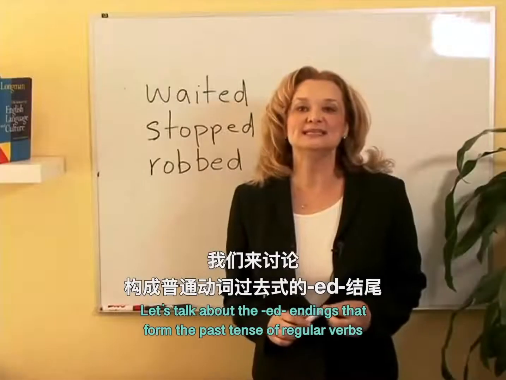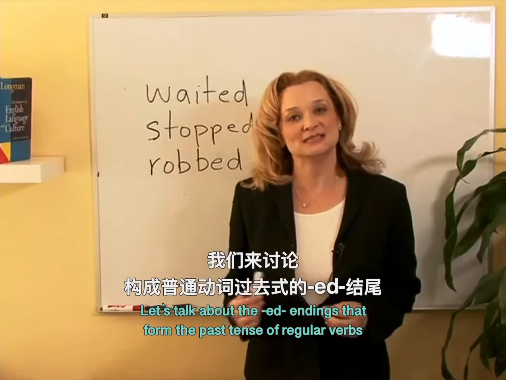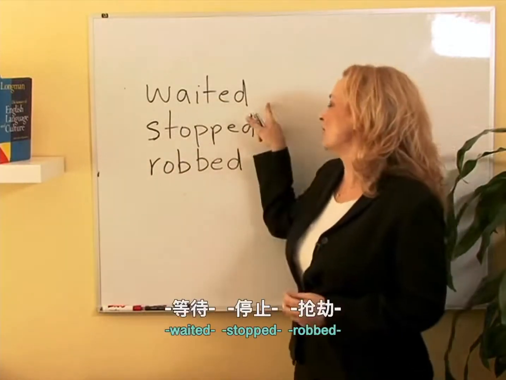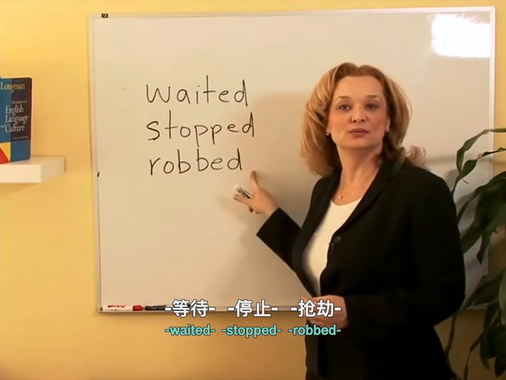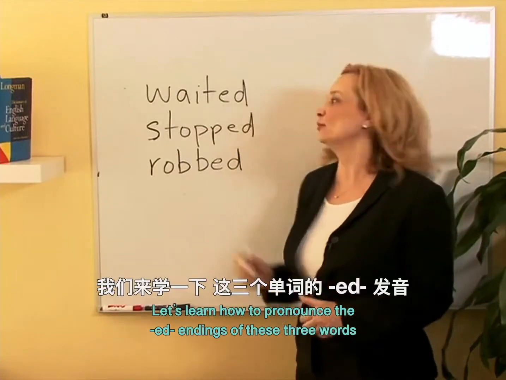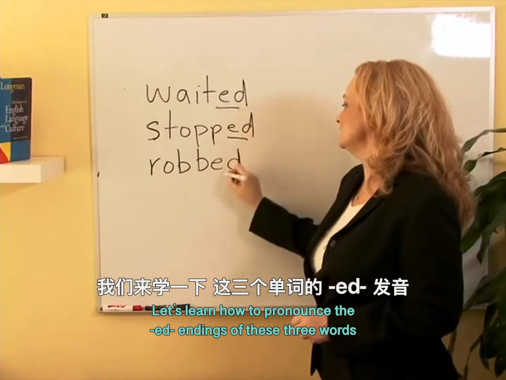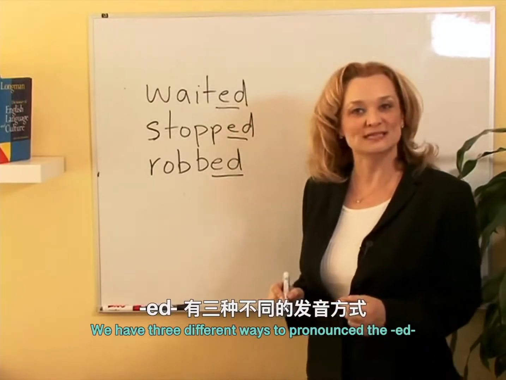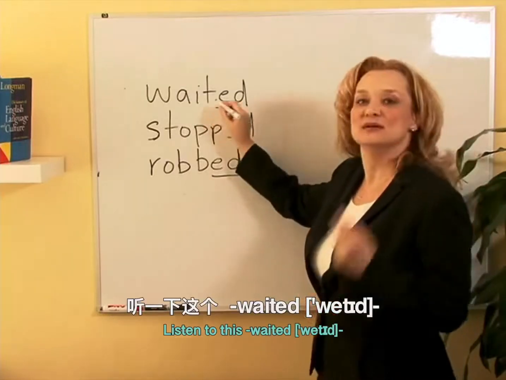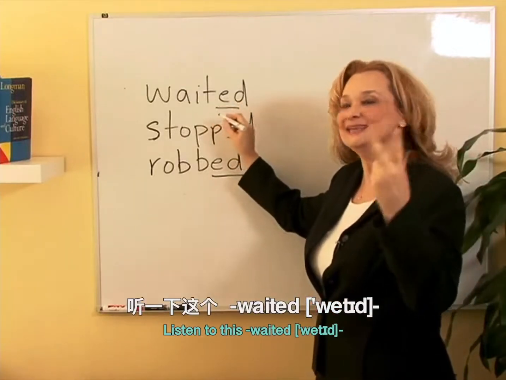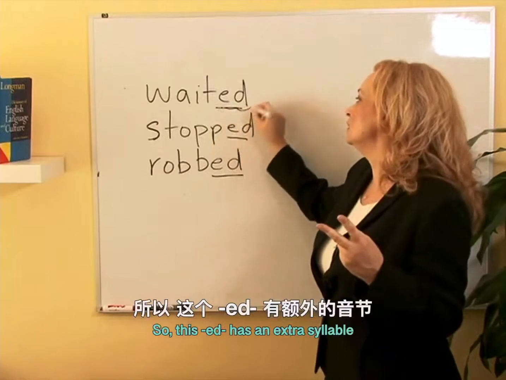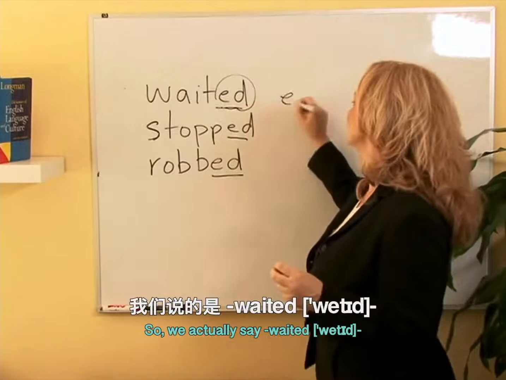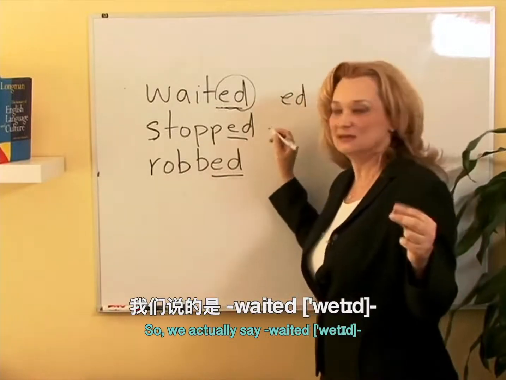Let's talk about the ED endings that form the past tense of regular verbs. Let's look at these three words: waited, stopped, robbed. Let's learn how to pronounce the ED endings of these three words. We have three different ways to pronounce the ED. Listen to this: waited. So this ED has an extra syllable. So we actually say waited.